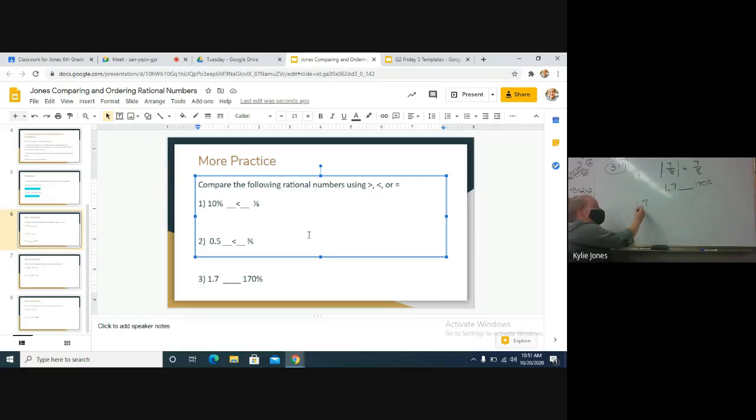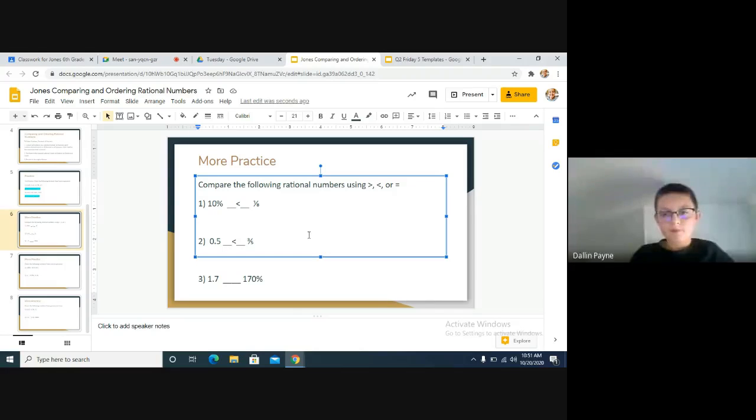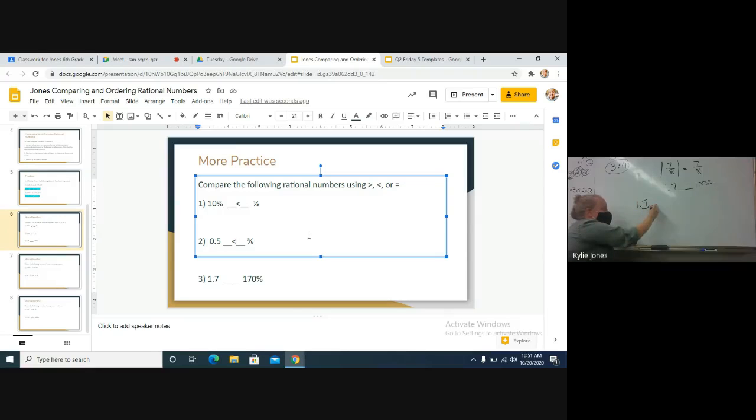How many times do I move my decimal though? 2. Twice. To the left or the right? To the right, twice. And if I moved it twice and there's nothing here, what do I have? A 0. So this is 170% compared to 170%. What do I put in that blank? An equal sign. Okay.